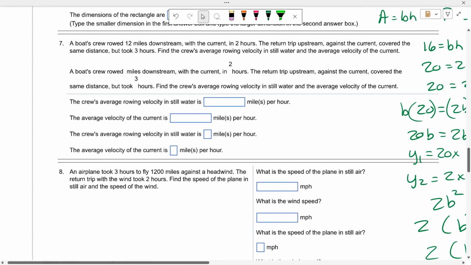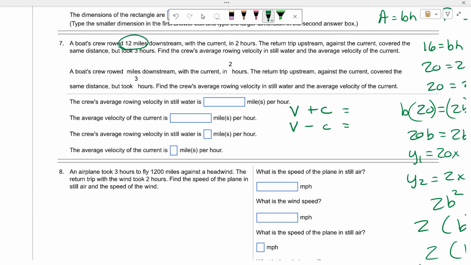All right. Rowing up and down stream. Okay. If you row with the stream, it's the velocity in still water plus the velocity of the current. If you row with the current as you're going downstream. If you row against the current, it's V minus C equals the number. Okay? Now, how do you find the number? Well, if you rowed for 12 miles downstream with the current in 2 hours, against the stream, you went 3 hours.